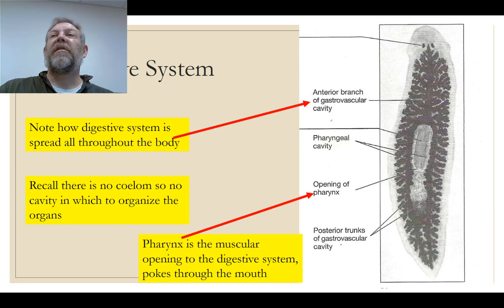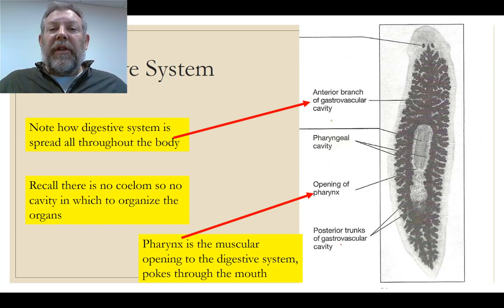Now here's the digestive system. And again, this is interesting. Compare these things to your digestive system or things that you're familiar with. So their digestive system is spread completely throughout the body, but you see a lot of surface area. So that makes it more efficient for absorbing food into the body. Remember, they don't really have a stomach cavity. And so that's another reason why these are just spread throughout the body.